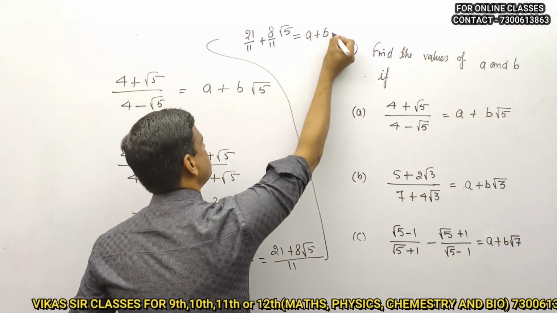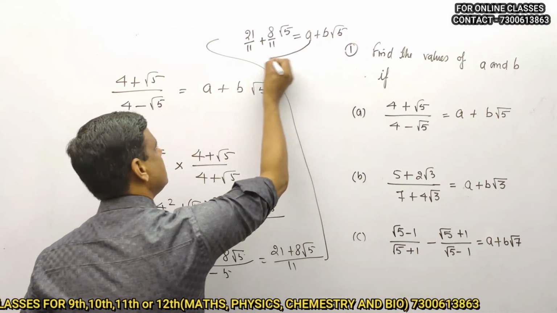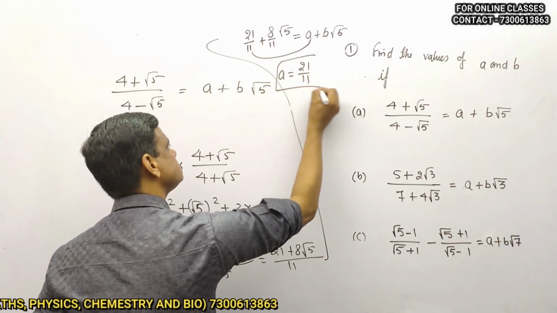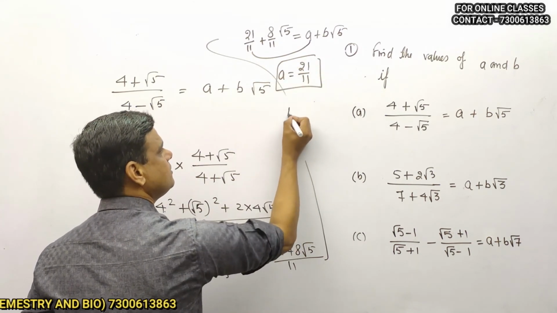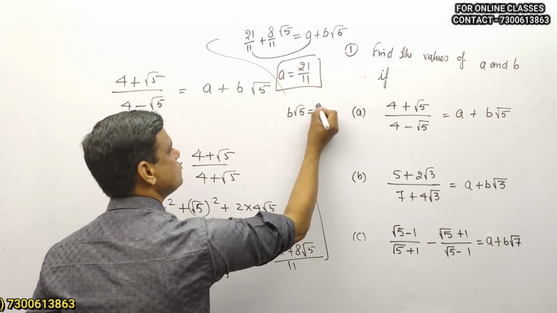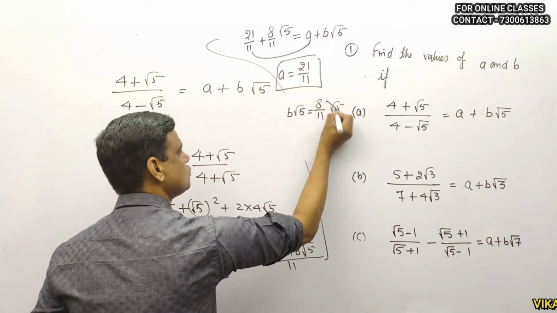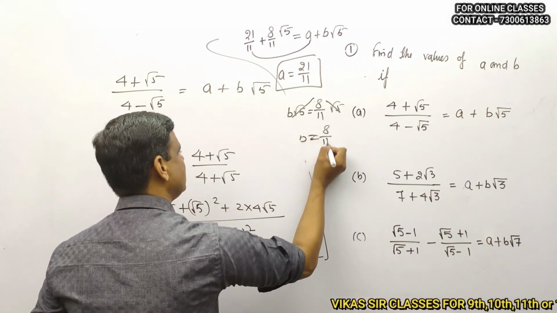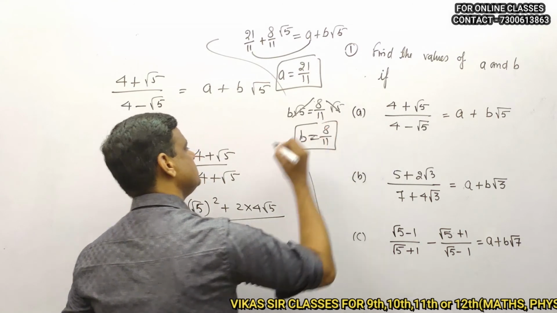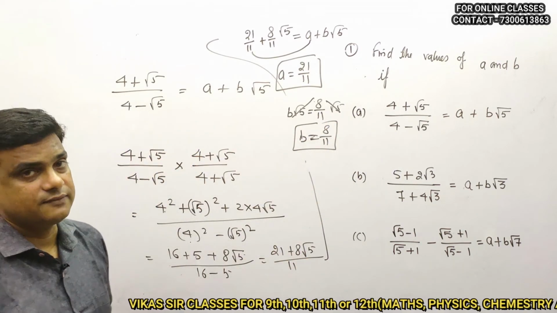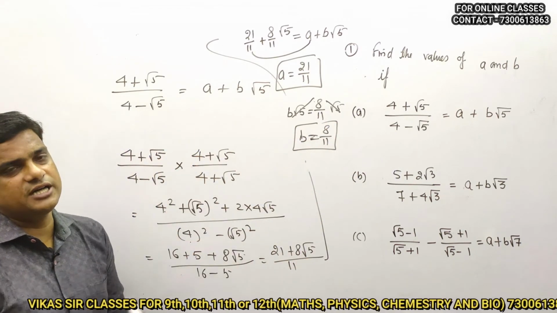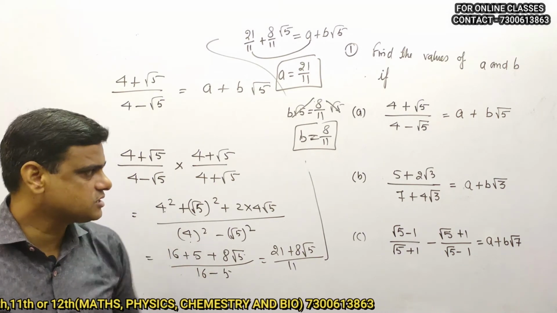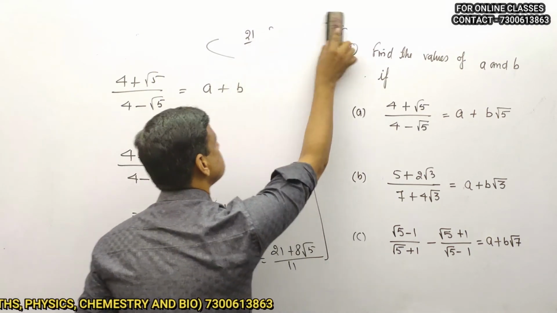Now, it is equal to a plus b root 5. Here a is equal to 21 upon 11 and again b root 5 is equal to 8 upon 11 root 5. Root 5 is cancelled and b is equal to 8 upon 11. So the criteria is same, the only difference is the format of the question. Done? Okay, now let's see the other question.